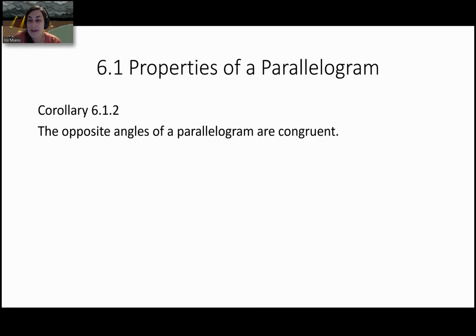Moving on to corollary 6.1.2. So corollaries are just kind of sub-theorems, always connected to a main theorem, which is that first theorem of this chapter is the main theorem, and here is a sub-theorem or corollary associated with it, and it states the opposite angles of a parallelogram are congruent.